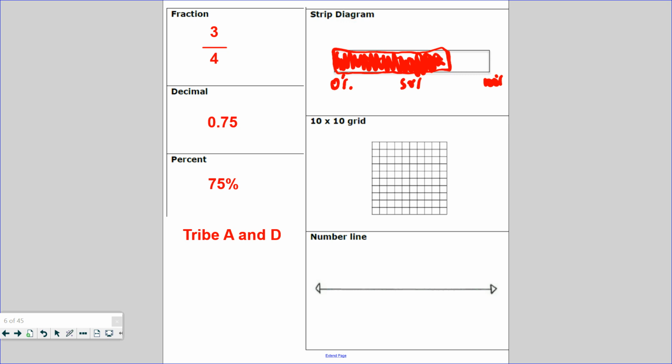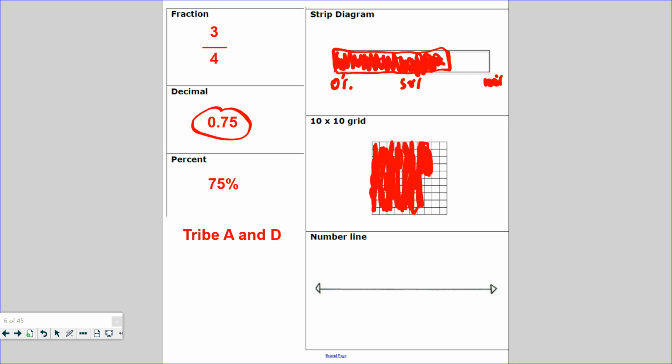This is a 10 by 10 grid. In a 10 by 10 grid, it is one whole, or 100 hundredths. Here it says shade in 75 hundredths. So I shade in 10 hundredths, 20 hundredths, 30 hundredths, 40 hundredths, 50 hundredths, 60 hundredths, 70 hundredths, 75 hundredths.